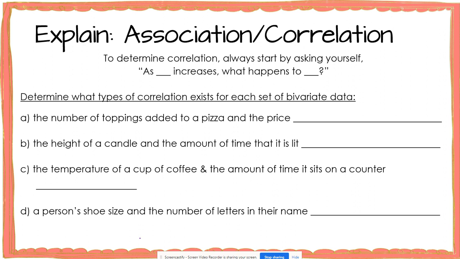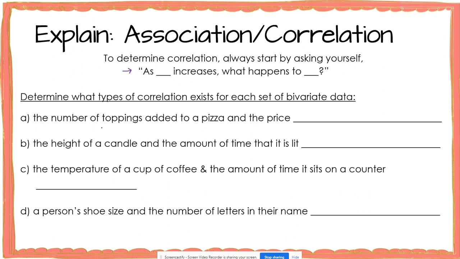All right, so there are several examples below, and I want you to determine what type of correlation exists for each of these. The best way to do this is to use this. So I would always ask myself, as the first part of this increases, what happens to the second part?